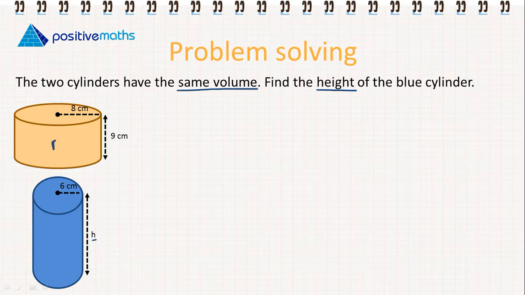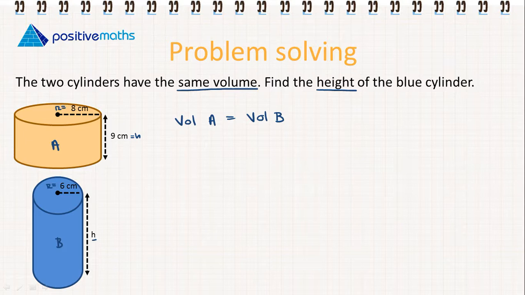Okay, so I'm going to call this cylinder A and cylinder B. So what we're told is that the volume of A is equal to the volume of B. Okay, so again, on the diagram, I'm just going to highlight the information. Radius is equal to 8. 9 centimeters is our height for our first one. Second cylinder, the radius is equal to 6, and our height, we'll just leave it as h here.